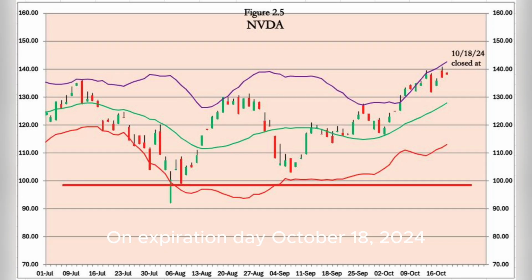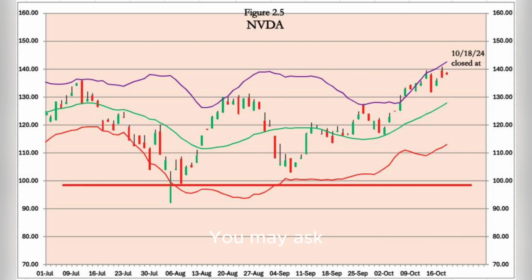On expiration day, October 18, 2024, NVIDIA closed at $138, above the strike price of $98. Here's what happened to your account. Your put options expired worthless. You keep the entire $760 premium, collected on September 3, 2024. No further action is required. You can restart the process by selling the put options again.